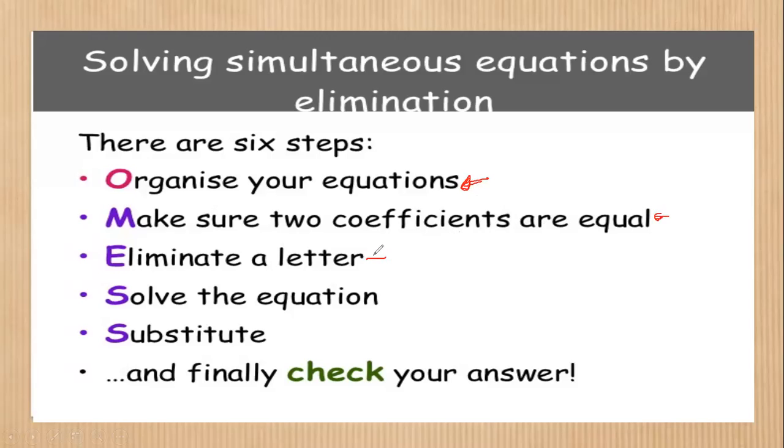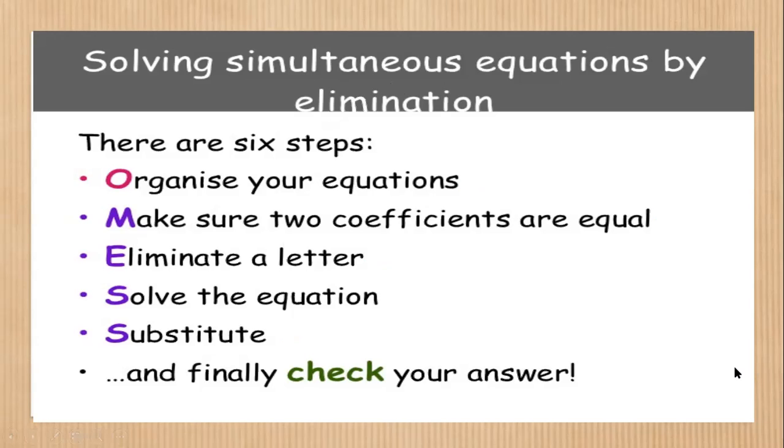Then afterwards, you can go ahead and eliminate one of the letters that we want to eliminate, or one of the unknowns. Then go ahead and solve and find out the remaining unknown. And then after, we substitute into any of the 2 equations to get the remaining unknown. Then afterwards, you can check with the 2 equations to make sure that your answers are correct.